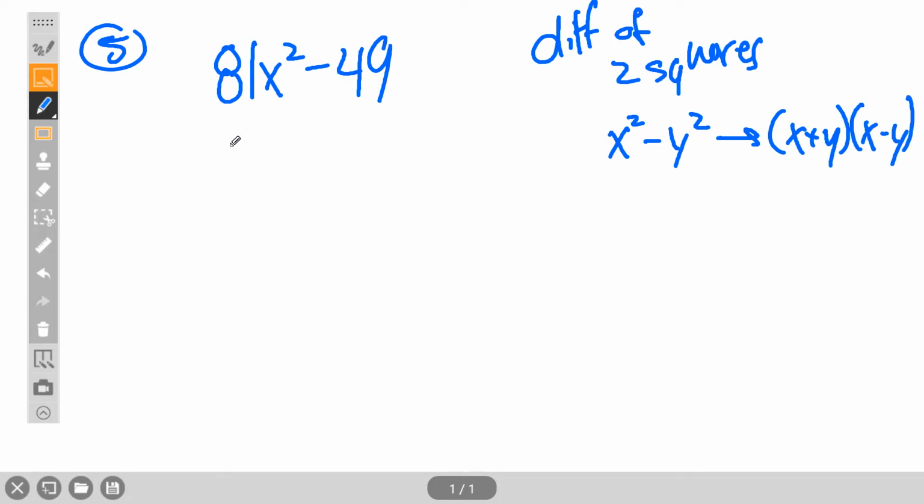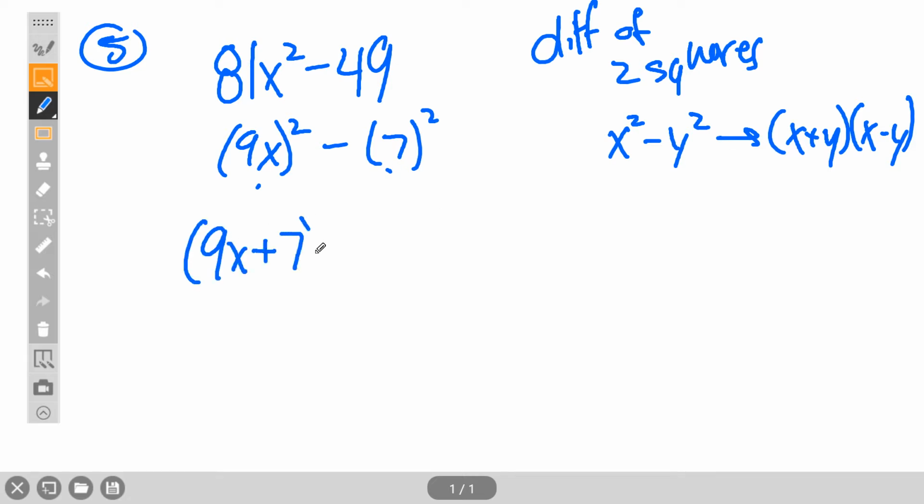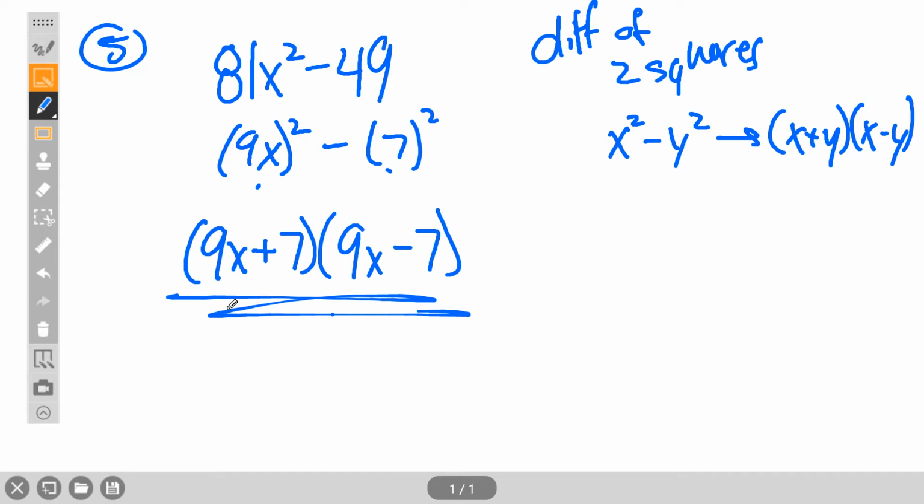So this is a perfect square. This is 9x squared. And this is a perfect square. This is 7 squared. So that's our x, that's our y. x squared minus y squared will factor into x plus y and x minus y. So this factors into 9x plus 7 and 9x minus 7.